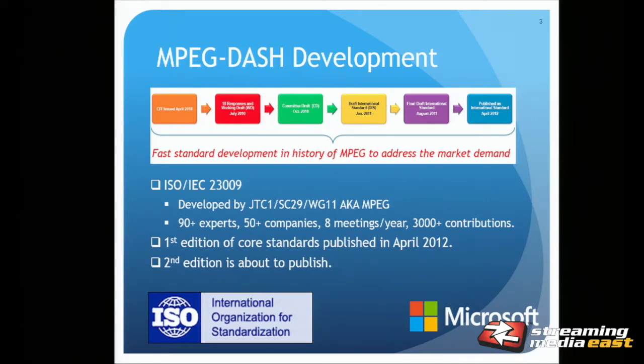The first edition of the core standard, part 1, was published in April 2012, and the second edition, which adds 2 new features. One is events, and one is MPD publish time. Events is for being able to signal any new events, whether it's media time related or application related, to the clients, something like update the manifest or an add entry point is coming up. Or any other type of application-based events can be used.